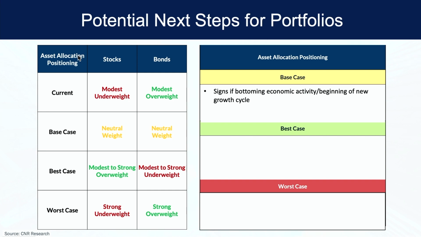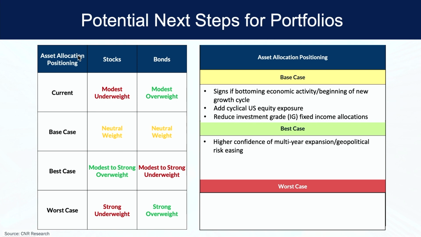Let's go to base case first. When you have signs of bottoming in the economic activity, that is a good sign right there. But it's the beginning of a new growth cycle. And when you're talking about a beginning of a new growth cycle, what do you need to do? Well, in this case, you want to add cyclical US equity exposure because that's a strong case at that point. Then you want to reduce the investment grade fixed income. Why is that? Well, because as everything starts shifting more to US equities, where does it come from? It comes from fixed income. So that would be the base case there where you have a neutral weight on both sides.